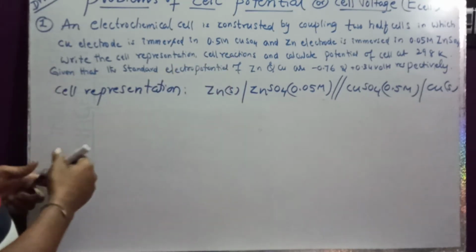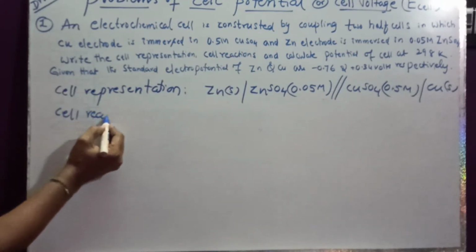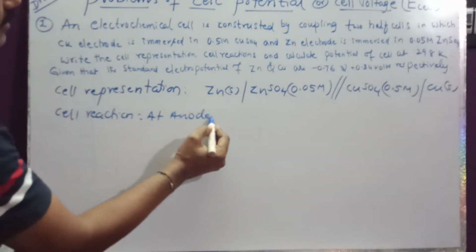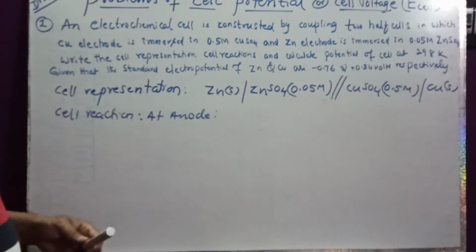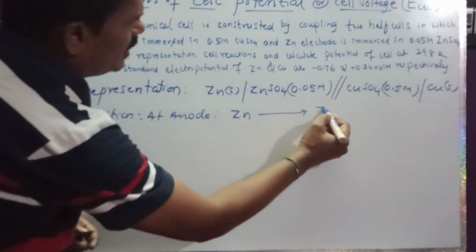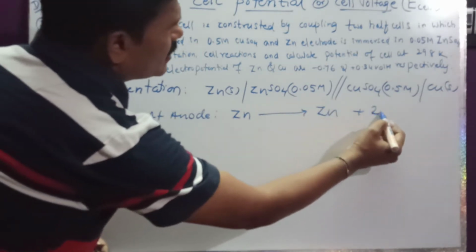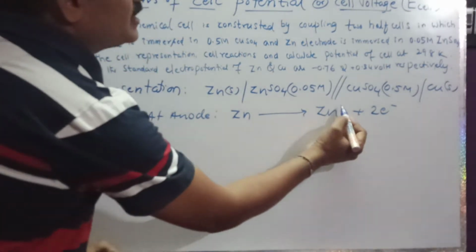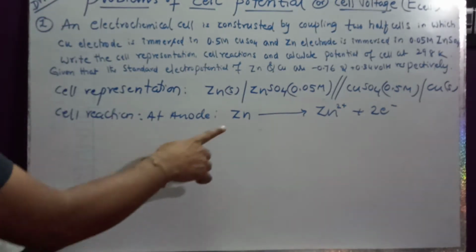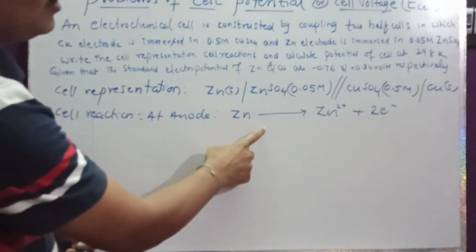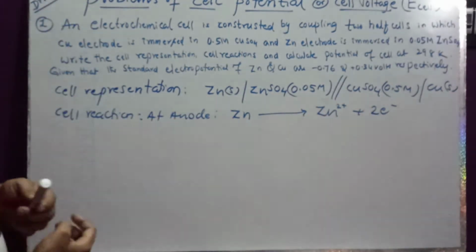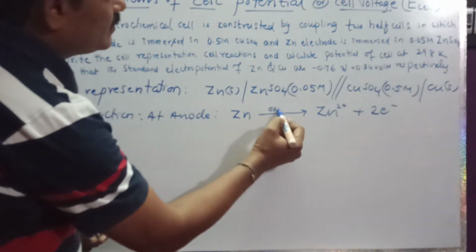Next you have to write cell reactions. First, the anodic reaction we have to write. Which is anode? Zinc is the anode. Zinc undergoes oxidation. When zinc atom undergoes oxidation, it releases 2 electrons. When it releases 2 electrons, it acquires 2 positive charges. So this is the simple oxidation reaction. Zinc atom undergoes oxidation, releases zinc ions into the solution and releases 2 electrons. So this is oxidation.